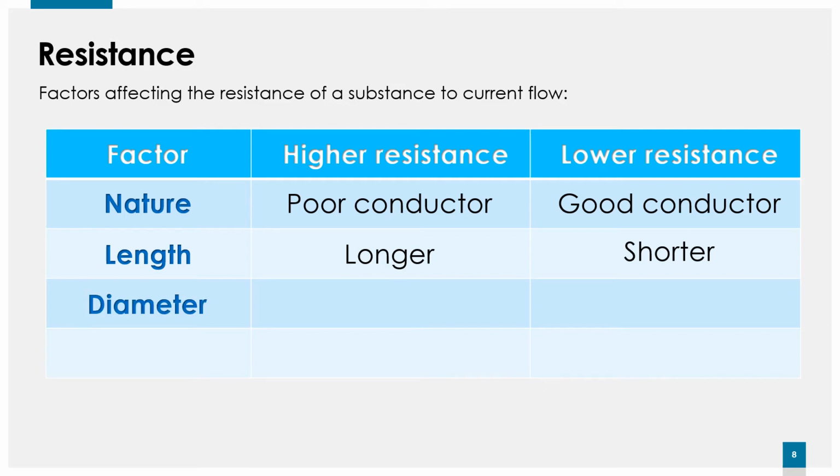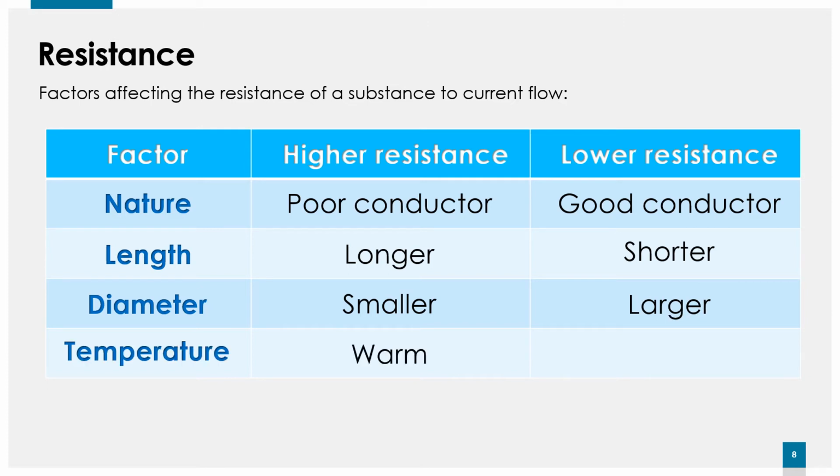And the diameter, who has the high resistance? The small diameter or the larger diameter? The smaller diameter has higher resistance, and the larger diameter has lower resistance. And the temperature, who has the higher resistance? The warm temperature resists more, and the lower temperature resists less. So lower temperature, lower resistance, the cold, and high resistance, the warm.